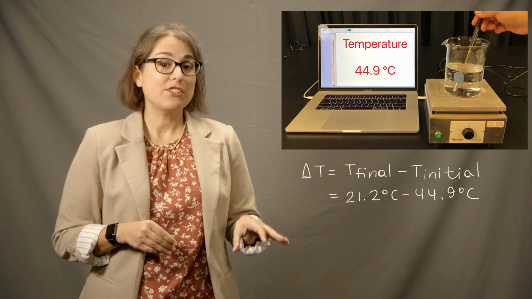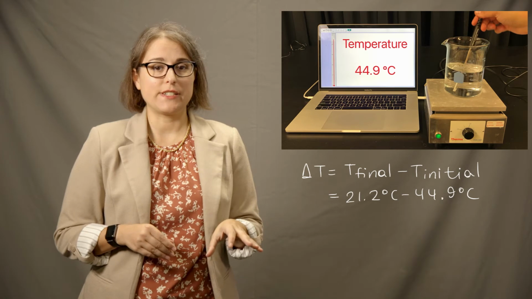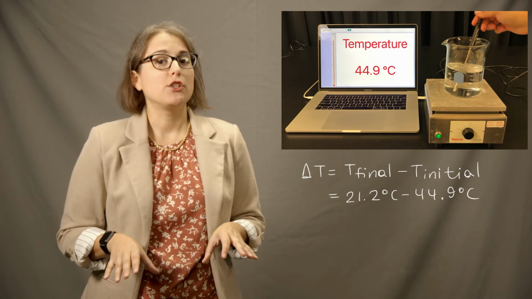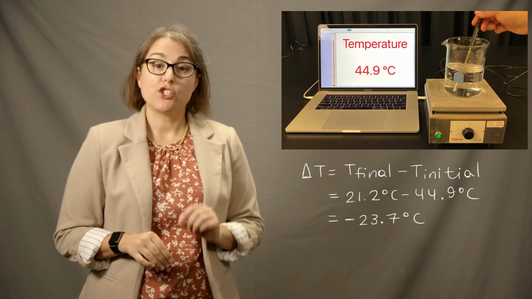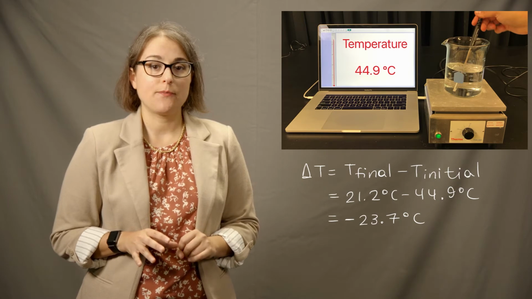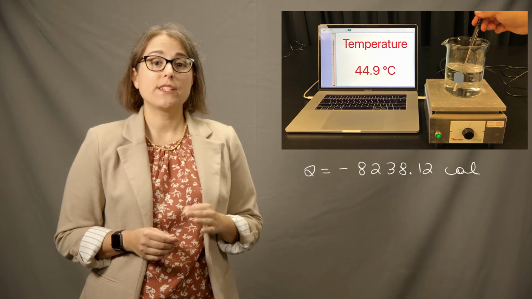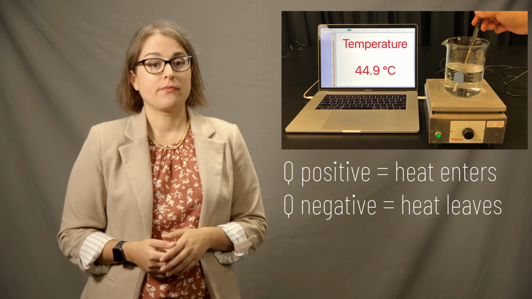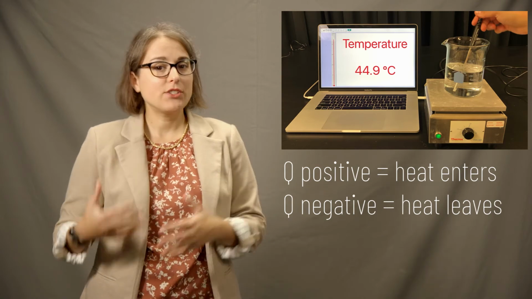What happens if something cools down? Let's say I take the beaker of water off of the hot plate and let it sit until it cools back down to room temperature. The mass is the same. The specific heat capacity is the same. But now the initial temperature would be 44.9 degrees Celsius and the final temperature would be 21.2 degrees Celsius. The change in temperature is negative 23.7 degrees C. This means if I use Q equals mc delta T, the result will be a negative number. The negative sign means that heat isn't entering the substance, but leaving it instead.